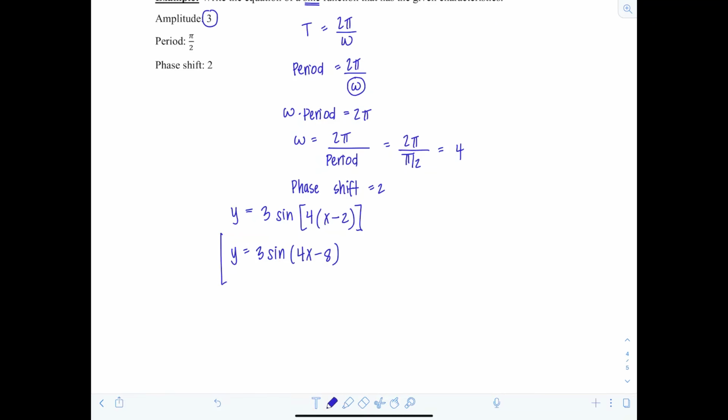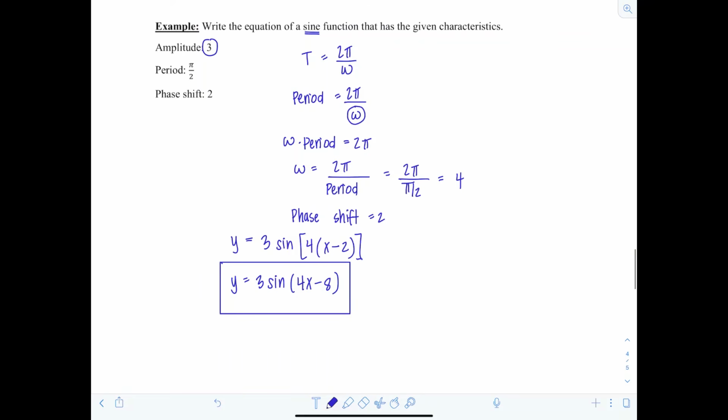And we're done. So hopefully you like these ones, just writing the equation. They're not too bad. All right, that concludes section 6.6.